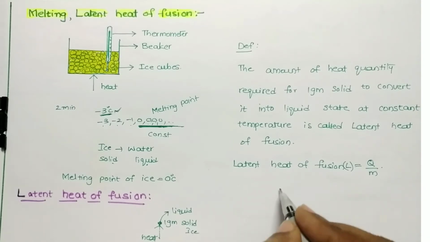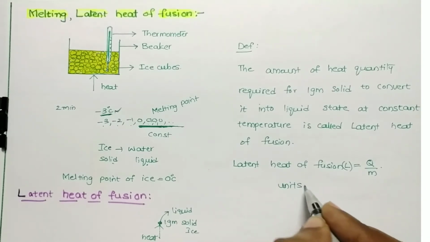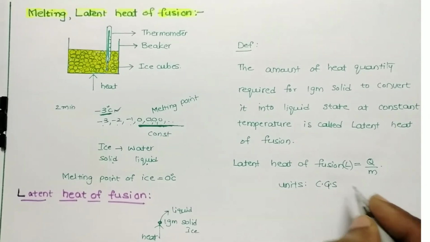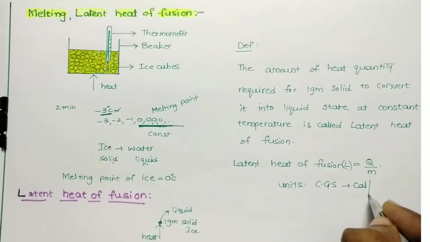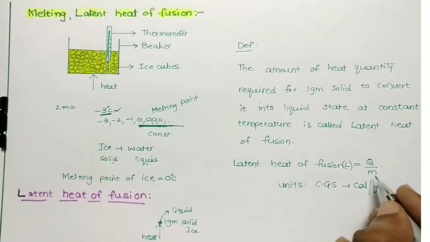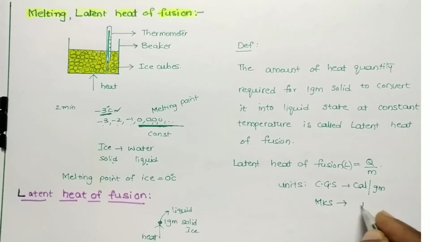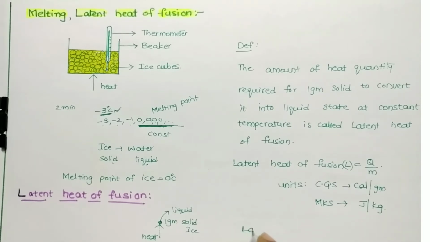So the units of latent heat of fusion are, in CGS system, calorie per gram. Why? Because calorie is the unit of heat and gram is the unit of mass, and in MKS system, joules per kg. And when coming to ice, latent heat of fusion is equal to 80 calorie per gram.